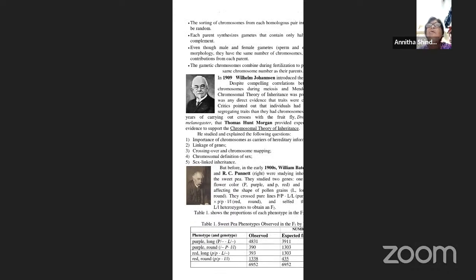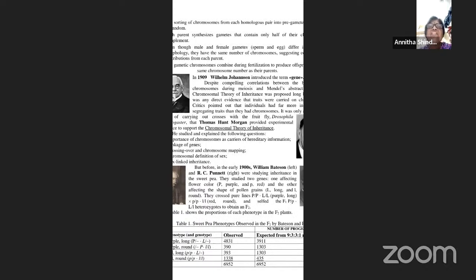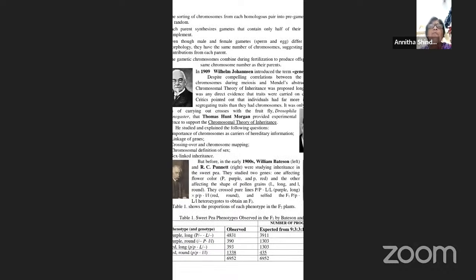So these are the different aspects that are given by Sutton and Boveri under the chromosomal theory of inheritance. Now the gametic chromosomes combine during fertilization to produce the offspring, and these offspring again have the same number of chromosomes. So in humans, the number of chromosomes is the same from parent to offspring, because we all belong to the same species. That is the reason why we all have the same number of chromosomes.